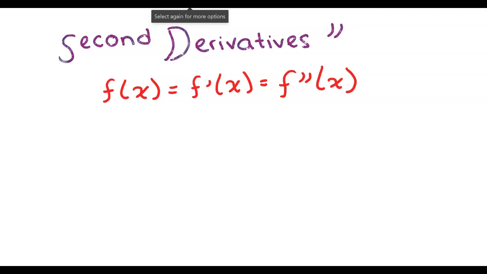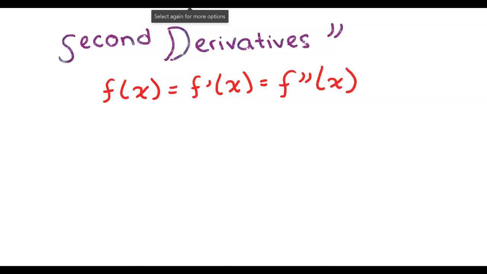We have the value f(x). We get its prime, and therefore our derivative, through differentiation. But if we get the prime of that differentiation we already did, then we're getting our second derivative.